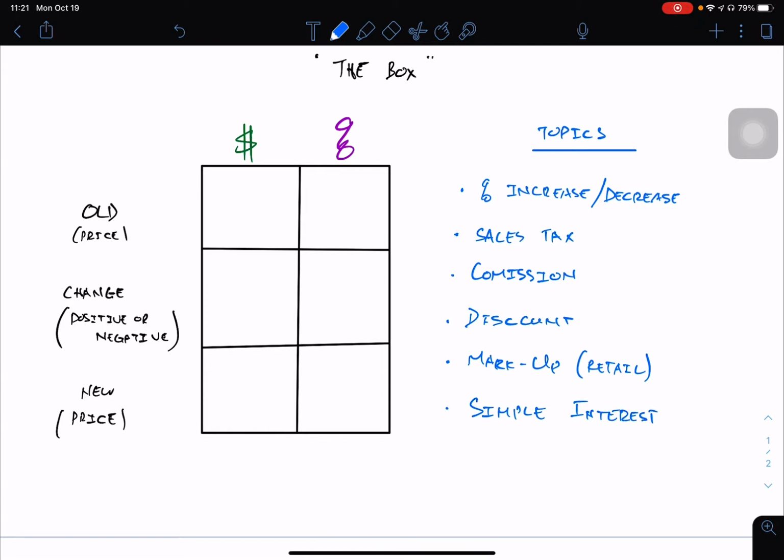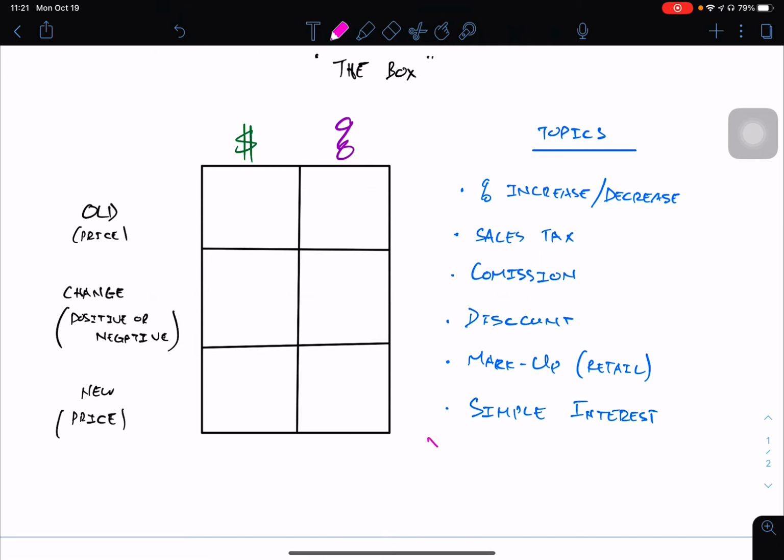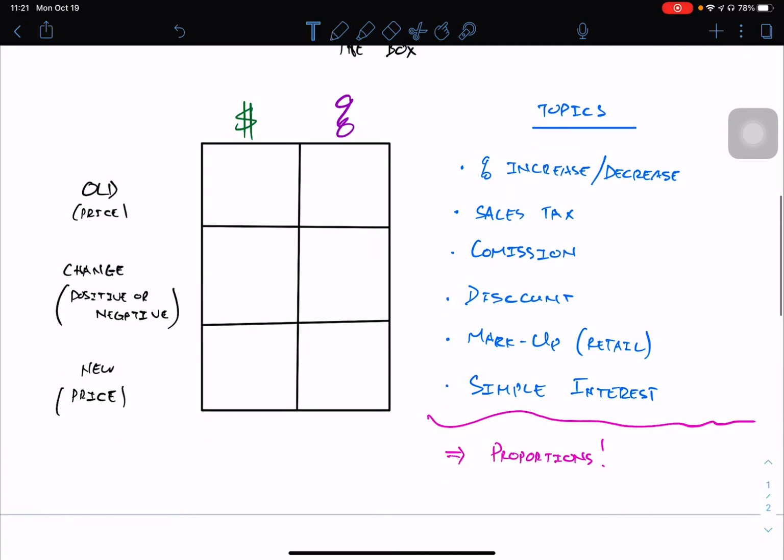And all of this is accompanied by the fact that this box allows us to do proportions. Proportions, again, are what I went over last time with the 2 fractions that are equal to each other. And this box will allow you to set a proportion every time with these topics. So I lied, there's 1, 2, 3, 4, 6 topics, but they all involve proportions. Okay, let's start with the first example, something simple.